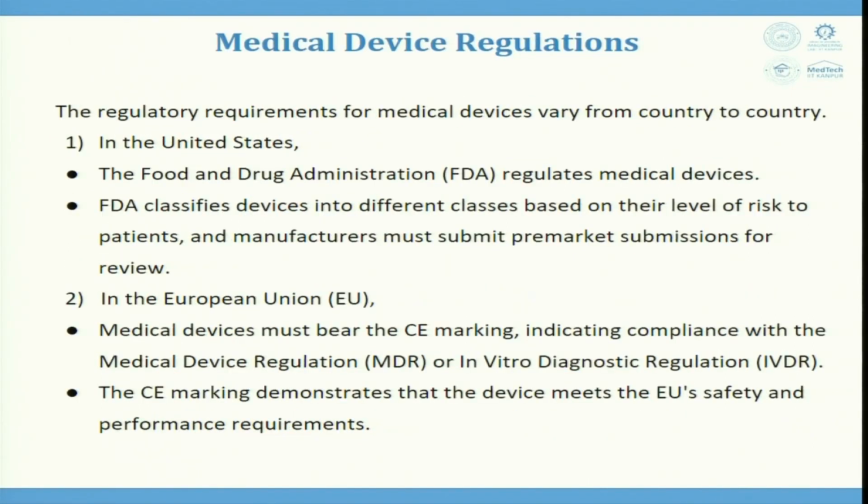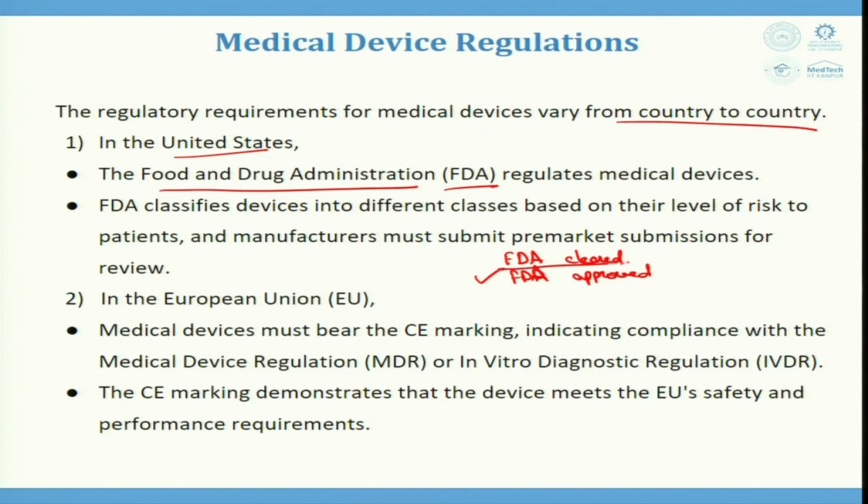Now different kinds of medical device regulations are there, as I just said, FDA, Food and Drug Administration. The regulatory requirements for medical devices vary from country to country. In the US, the FDA, that is the Food and Drug Administration, regulates medical devices. There are two kinds of marks they give, that is FDA cleared and FDA approved.